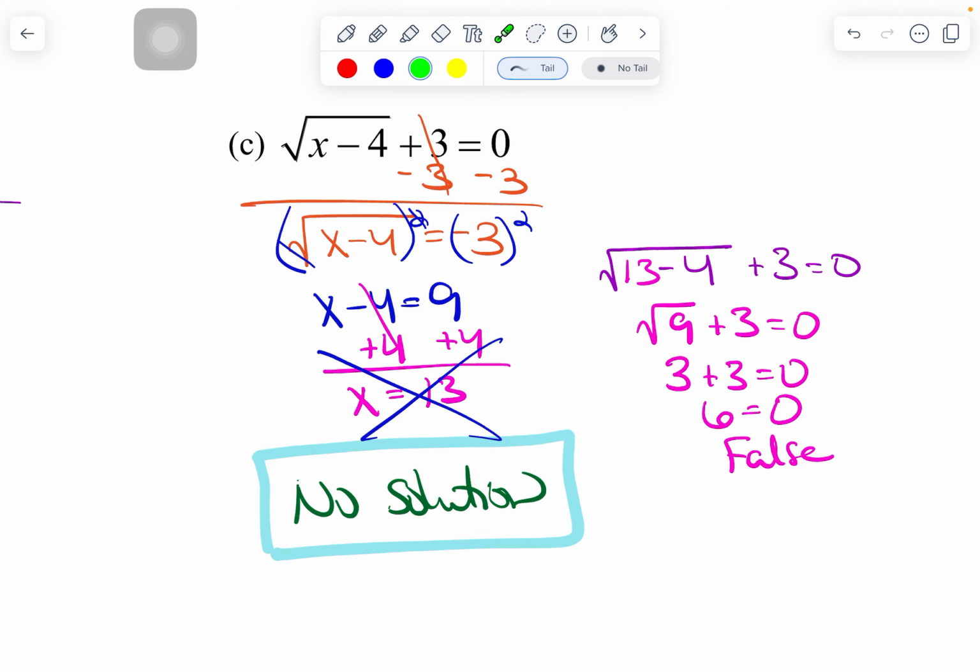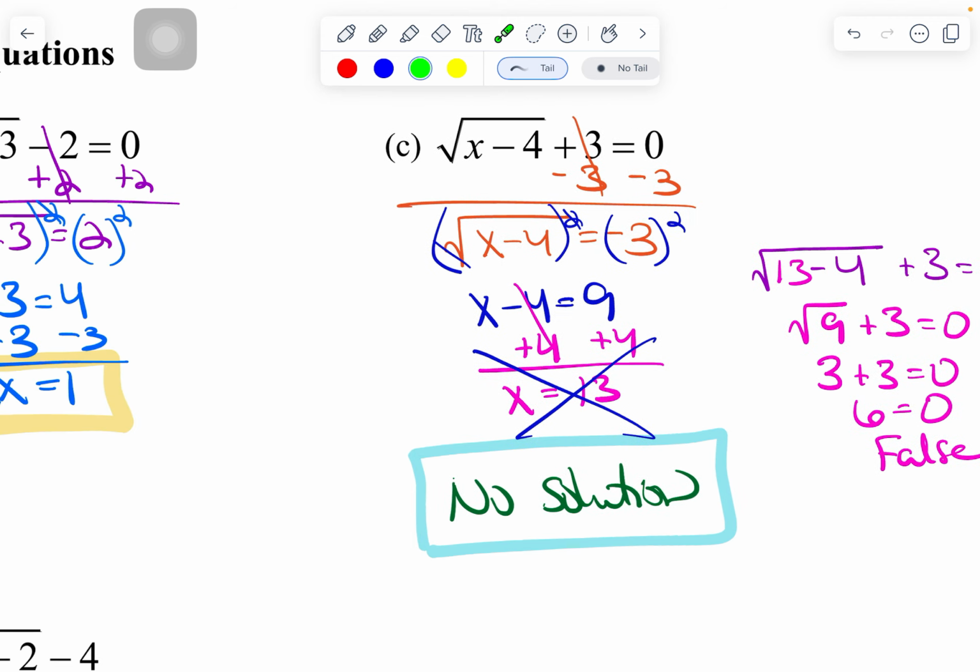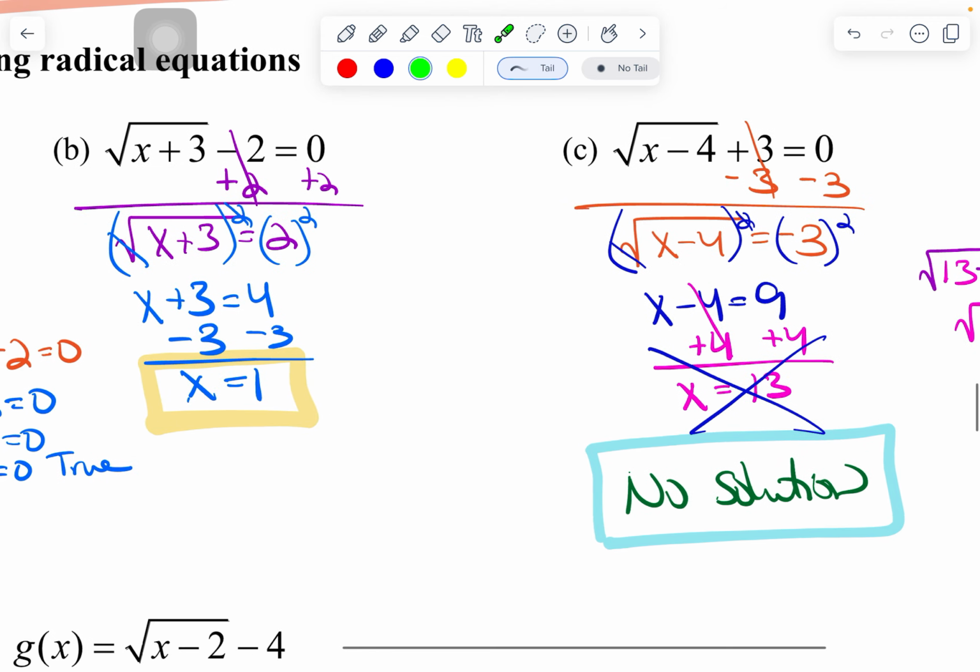But here's the problem. You notice the work that we did in part B and the work that we did in part C are very similar in what we have to do, right? We've got this term that we've got to get rid of. We did that. We squared both sides. All right, cool. We solved for x, and in one case, we found a solution that does work, and in one case, we found a solution that doesn't work.